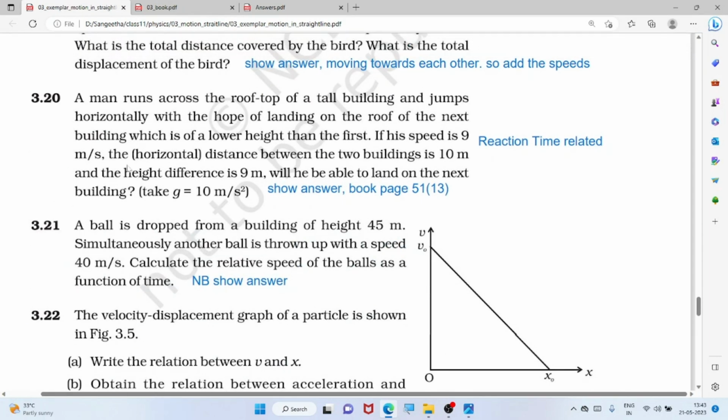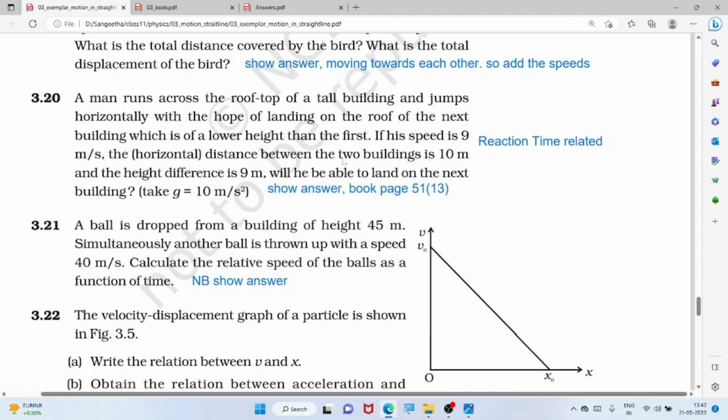A man runs across the roof of a tall building and jumps horizontally in the hope of landing on the roof of the next building, which is of lower height than the first. If his speed is 9 meters per second, the horizontal distance is 10 meters and the height difference between the first building and the second building is 9 meters, will he be able to land on the next building?